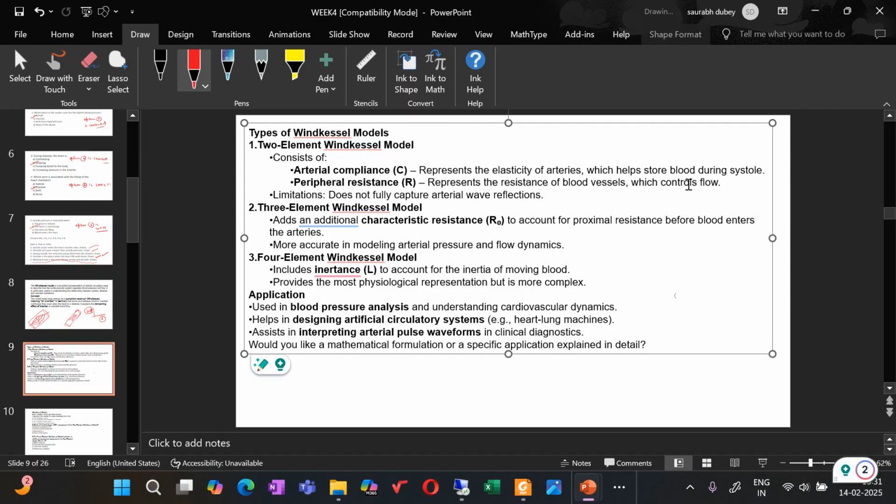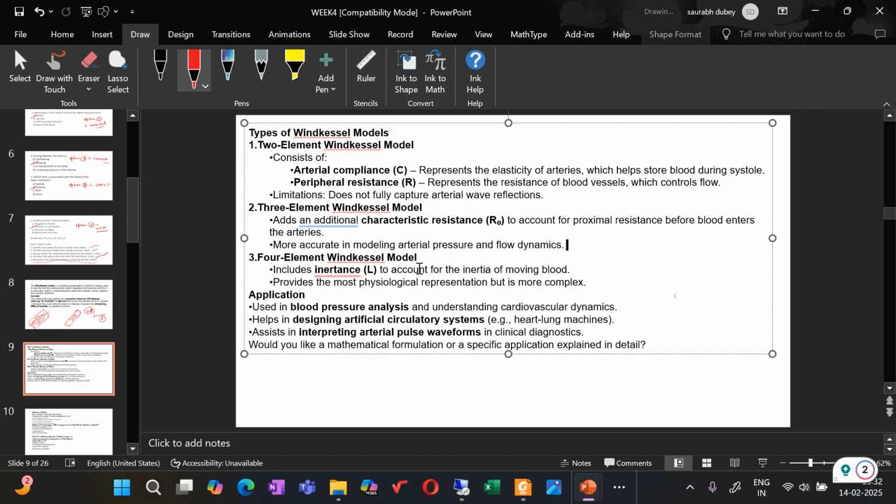So there is another, this was the two element Windkessel model. There is the three element and the four element. I will just be briefing it, and on this we are having some questions, right? So the three element Windkessel model, what does it do? It adds an additional characteristic resistance, R naught, to account for the proximal resistance before blood enters the arteries, right? So it is more accurate in modeling arterial pressure and flow dynamics.